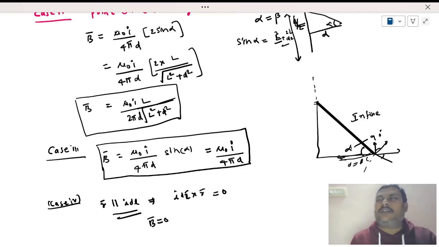When we are not considering the dl element, only I L, then dl cross r bar becomes r and gets cancelled, and d will be present. So there I have taken r, here I am taking d. I hope you understand this. I will come to the solenoid or circular coil in the next video.